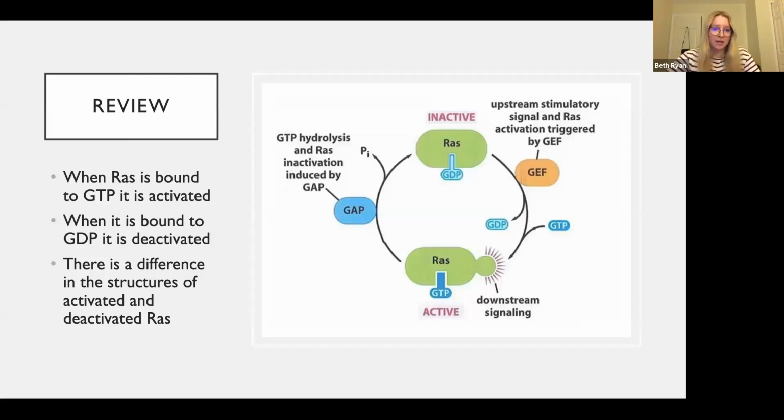So when RAS is bound to GTP, it is activated, and when it is bound to GDP, it is deactivated. This is just the same schematic that I had in my previous presentation, as a refresher. But there's a key difference in the structures between activated and deactivated RAS, which is why they are able to bind to GTP or GDP.